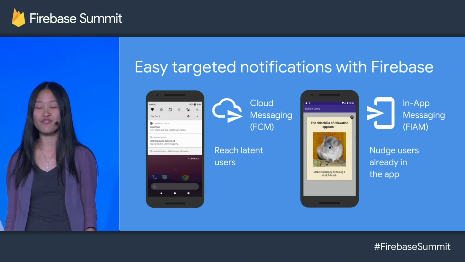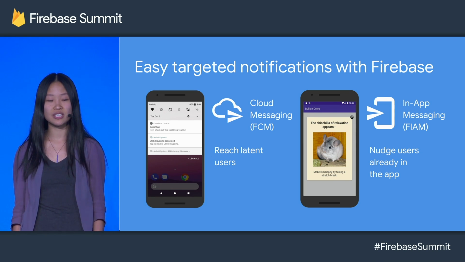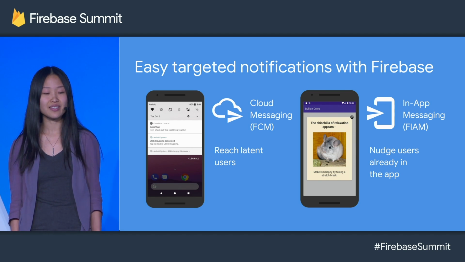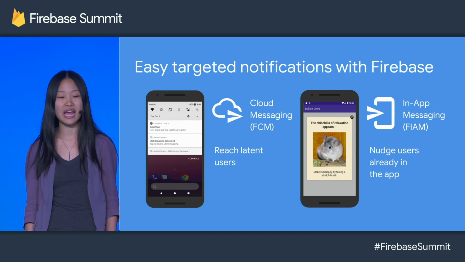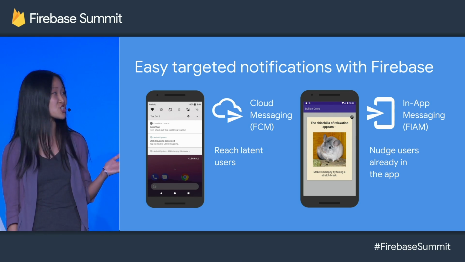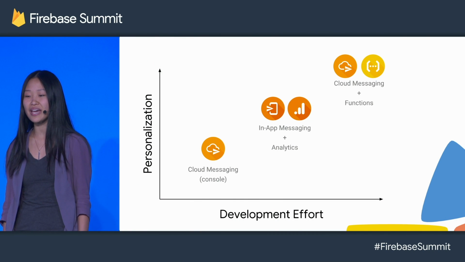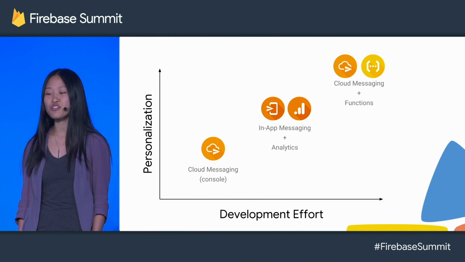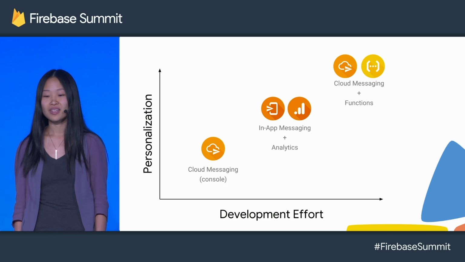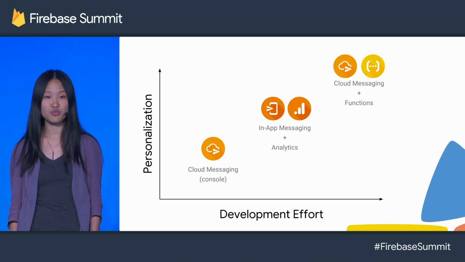The second way is Firebase In-App Messaging, or FIM for short. And this is how you can send popover type messages while your app is already open. And this is a great way to nudge users towards certain actions inside your app. And you can customize it in fun ways, like the chinchilla that you saw in the keynote. Now, when we combine FCM and FIM with other Firebase products, we can then personalize the messages really easily.